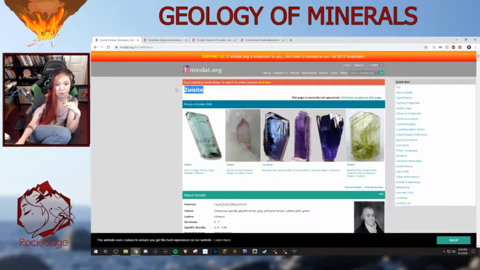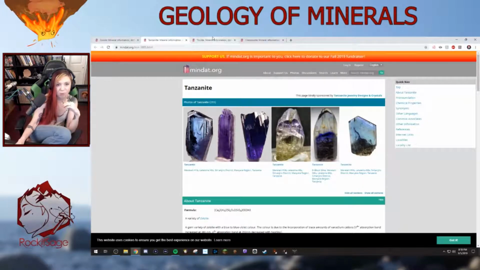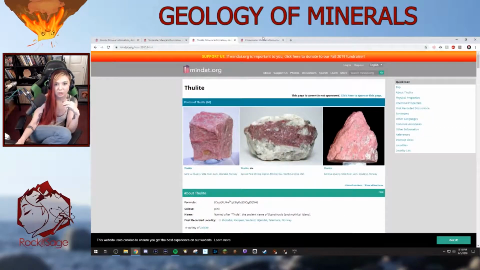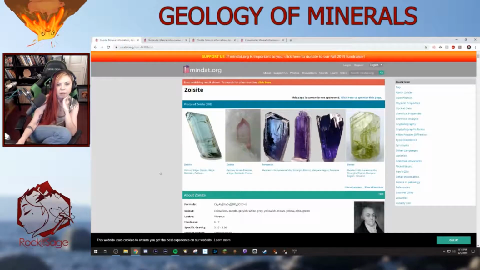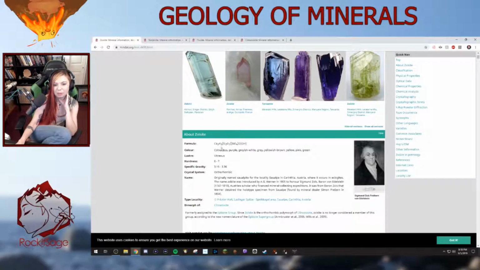Zoisite is the group of minerals we're talking about right now. Tanzanite is a variety. So is thulite. And clinozoisite is a dimorph. So it's structurally different, but chemically the same. So we got zoisite. It's calcium, aluminum, silica, and oxygen. More silica and oxygen. Oh, what do you know? It's a silicate. Yay! It's got the SiO4 tetrahedra in there. That's what you need. So again, the mineral's orthorhombic.